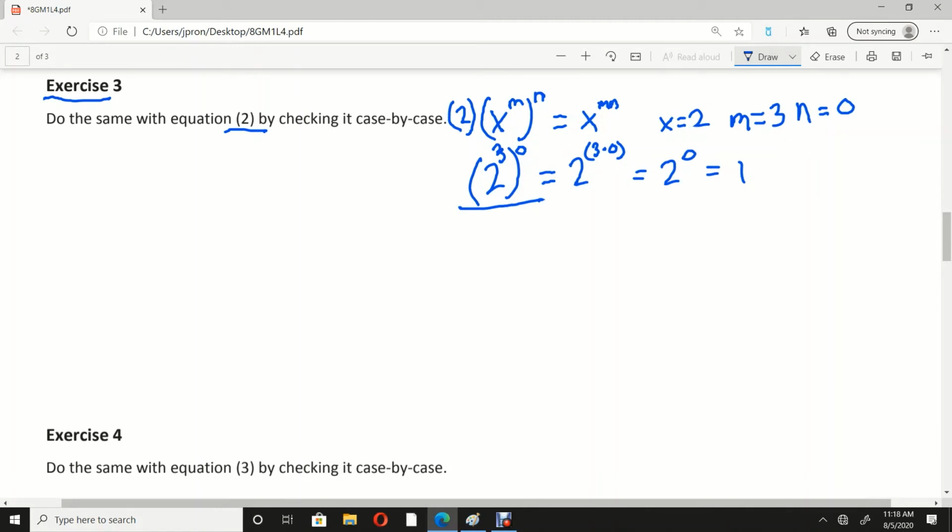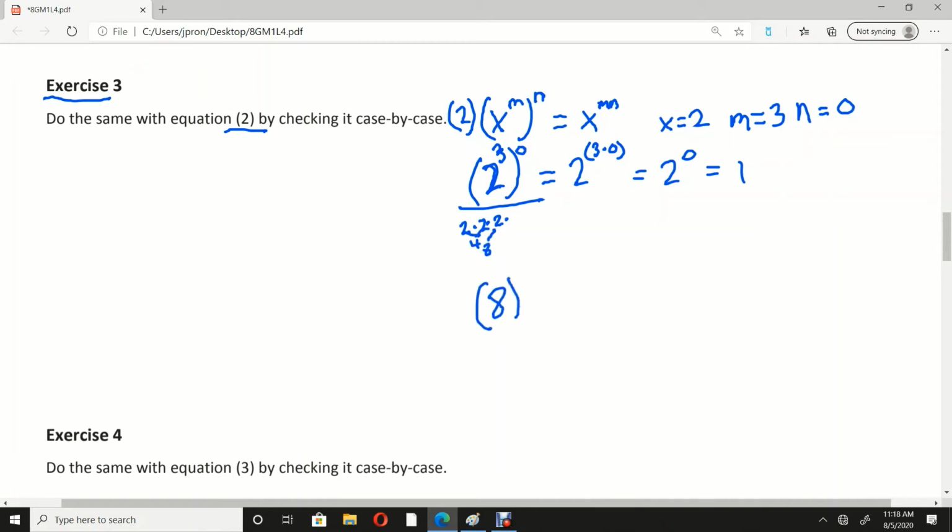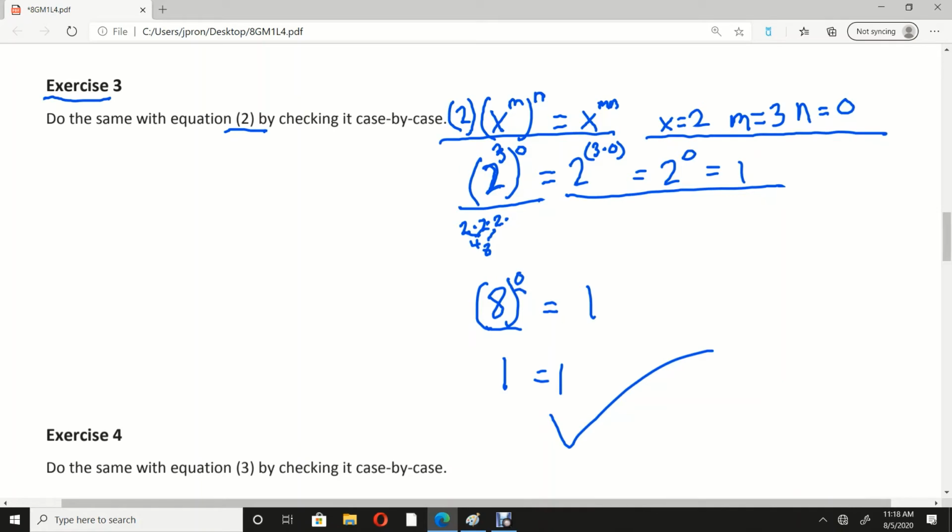Let's work it out. So we'll do what's in parentheses first, 2 to the third power. So that's 2 times 2 times 2, 4, 8. So we have 8 in parentheses to the 0th power. Now, does that equal 1? Well, we're raising a number to the 0th power, right? So is that true? Yes. This statement is still true even if we replace n with 0.